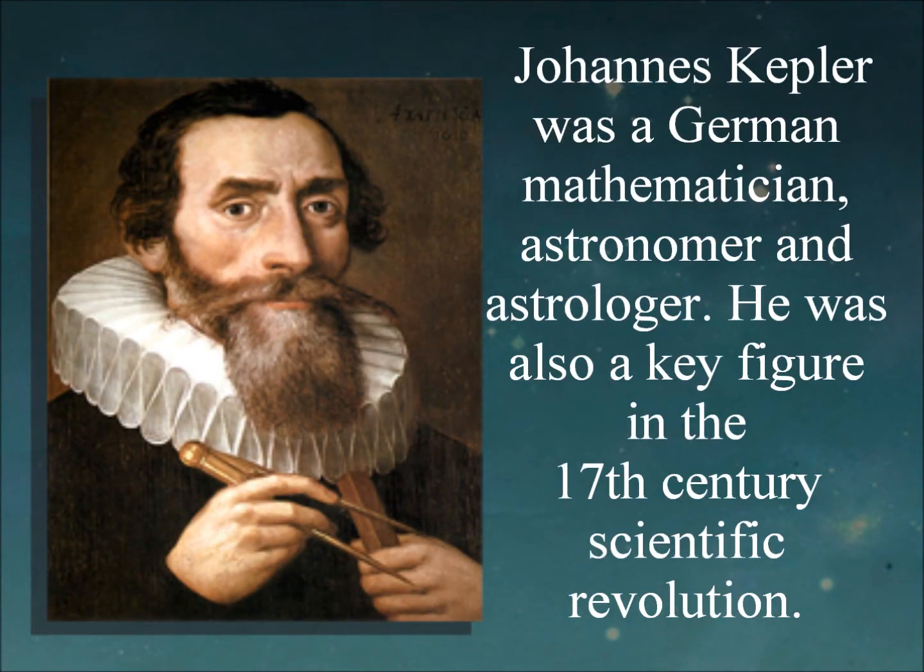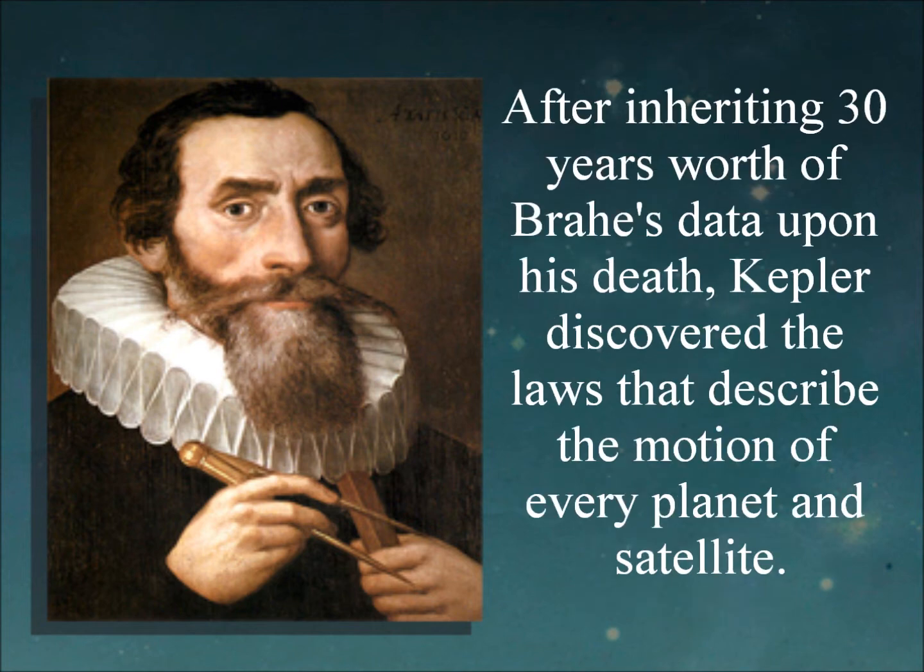Johannes Kepler was a German mathematician, astronomer, and astrologer. He was also a key figure in the 17th century scientific revolution. Kepler inherited 30 years' worth of data from a scientist named Brahe upon his death. He built upon this data and discovered the laws that describe the motion of every planet and satellite.